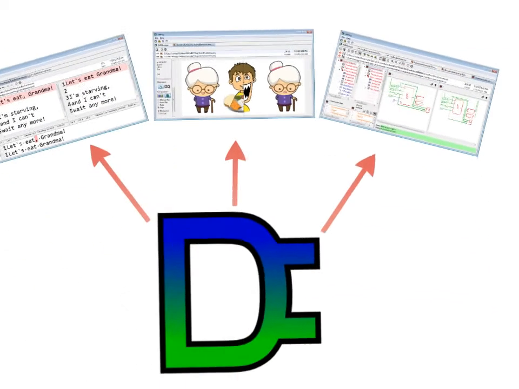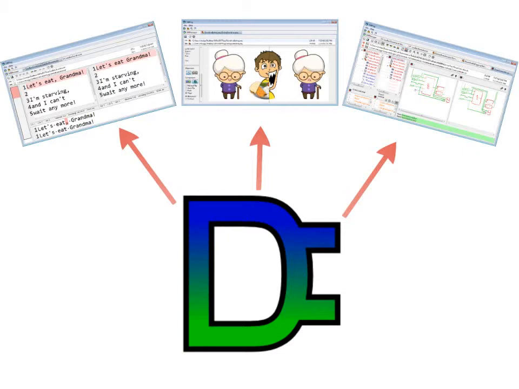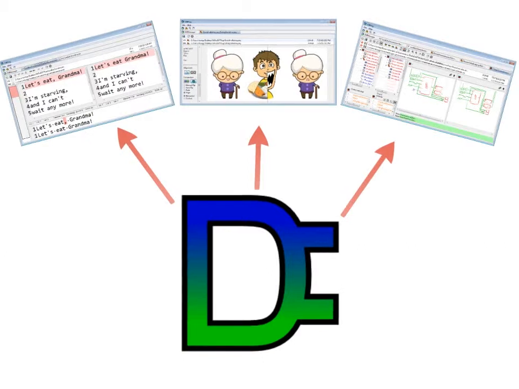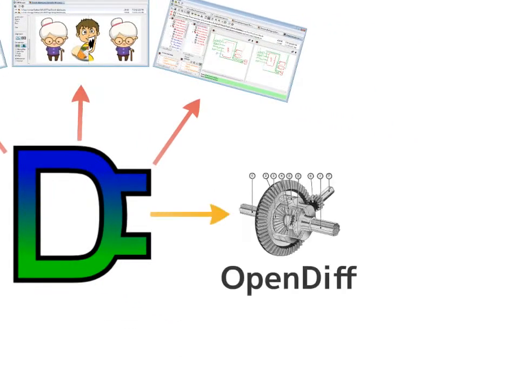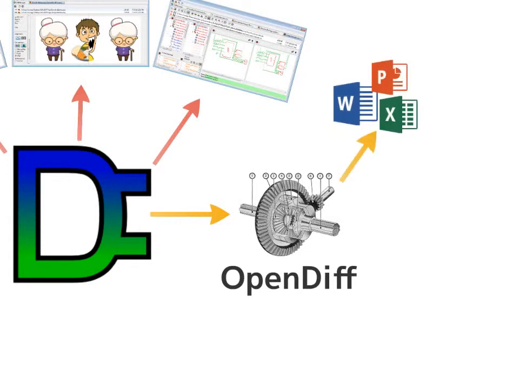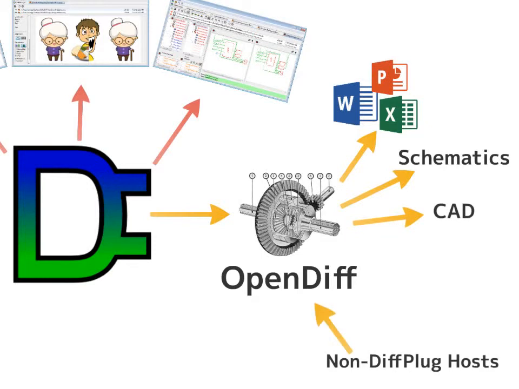So DiffPlug is a differ based on plugins. It doesn't care what kind of files you use as long as it has a plugin for that kind of file. If we reach our stretch goal, we're going to extract out our differ plugin API so that it doesn't depend on any other part of DiffPlug. This will make it easy for anybody to make a plugin for diffing things like Office documents, circuit schematics, and someday even CAD. And again, there's no dependency on DiffPlug, so anyone could use OpenDiff to host these plugins.